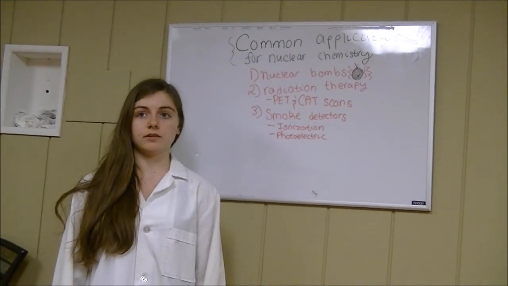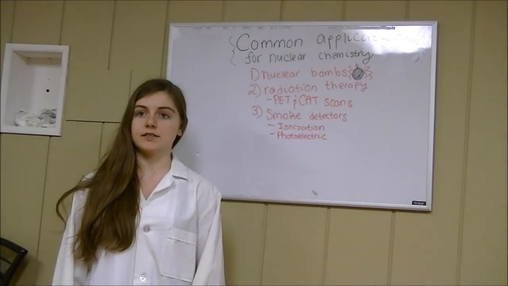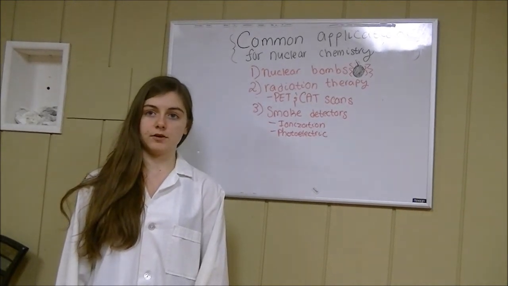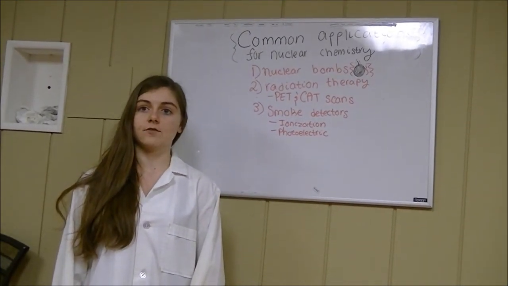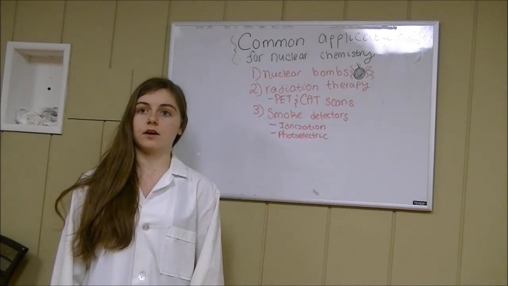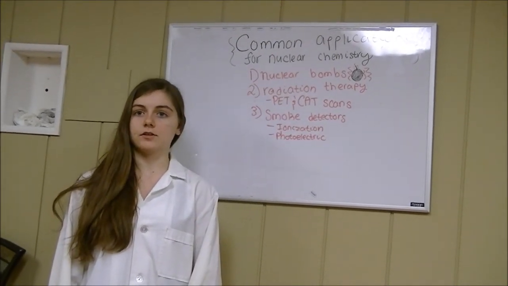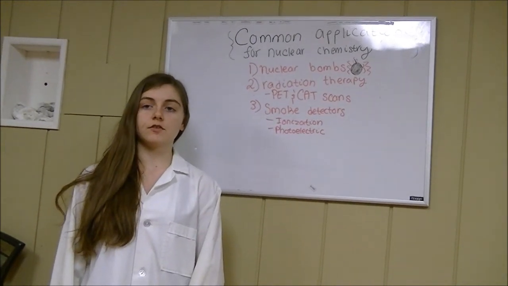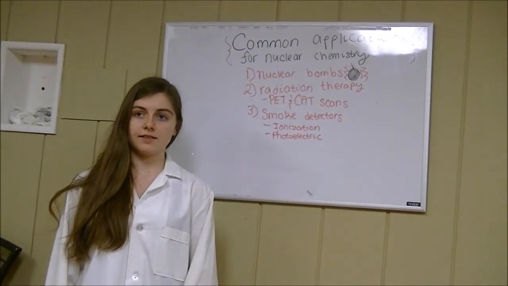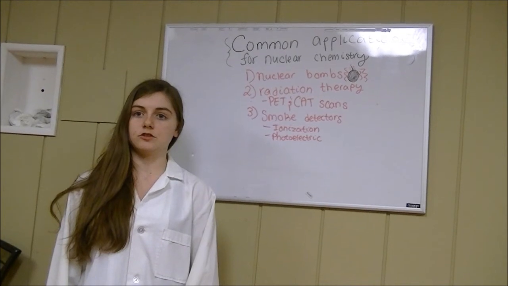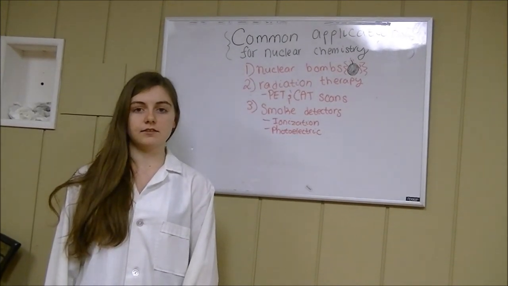However, photoelectric detectors contain a small light source that shines into a dark sensing chamber. This chamber contains a photoelectric cell which converts the light into a small electrical current. When smoke particles enter the sensing chamber, the light is reflected off of the particles, striking the cell and increasing the voltage generated by the cell. This then triggers the alarm.